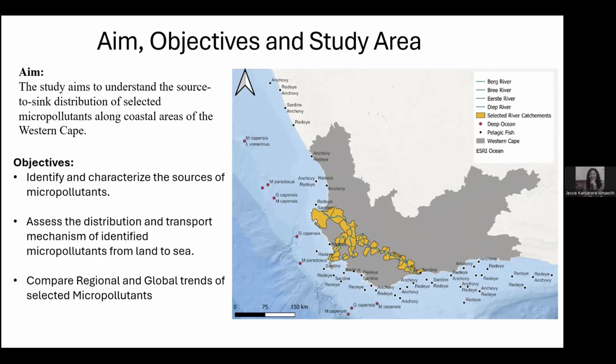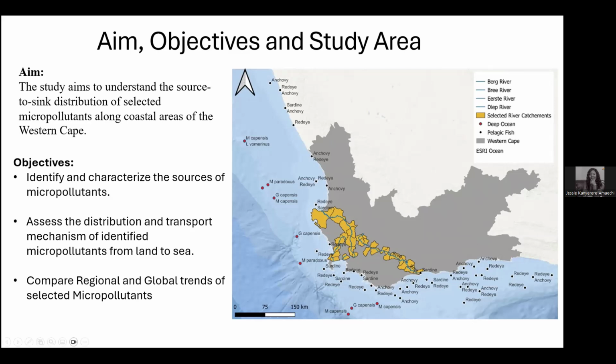coastal areas. So in order for me to achieve this aim, I have some objectives. I have to identify and characterize some sources of micropollutants. And then after that, I have to assess the distribution of these micropollutants in terms of transport mechanism and identifying them from land to sea. And then after that, I have to compare on a regional scale and the global trends of these micropollutants.